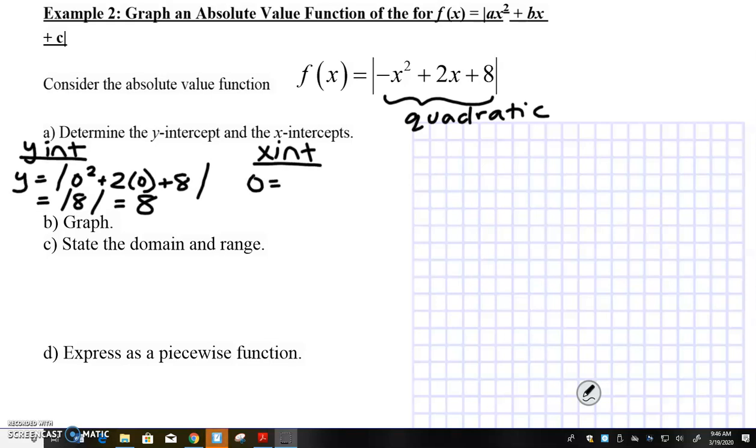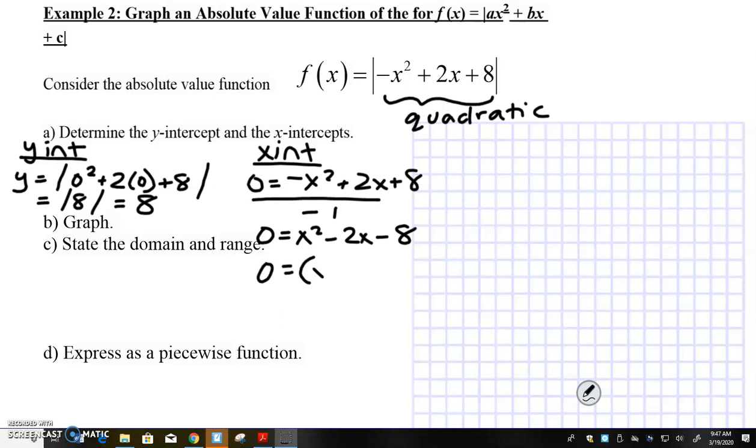Again, it's just 0 equals negative x squared plus 2x plus 8, but I don't need to put the absolute value signs because in the piecewise function, at 0, it's just your regular graph. So the first thing I would do here is factor out a negative. If I divide everything by negative 1, we get 0 equals x squared minus 2x minus 8, which I can factor to get x minus 4 and x plus 2. So I have two x-intercepts. One of them is at positive 4, and the other one is at negative 2. So now we have our x and our y-intercepts, so let's attempt to draw the graph.